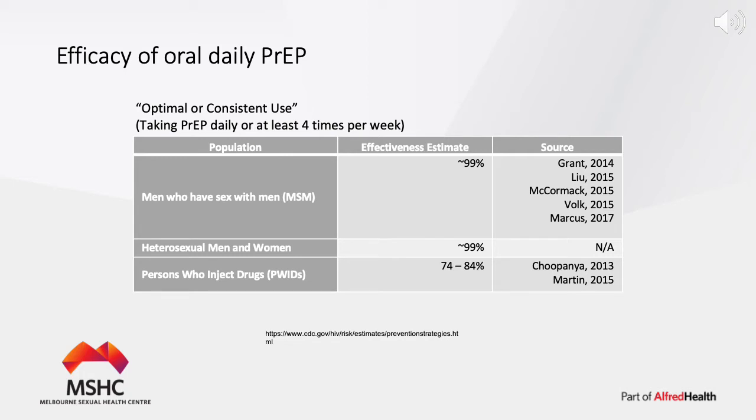In heterosexual men and women, the same effectiveness estimate is 99%. For individuals who inject drugs, the effectiveness estimate is 74 to 84%. And this is due to the needle syringe program, but also individuals may still be sharing needles or sharing receptacles. So the risk of acquiring HIV despite the use of PrEP is slightly higher in individuals who inject drugs. But if you need to know more information about the estimates, this is available at this hyperlink.